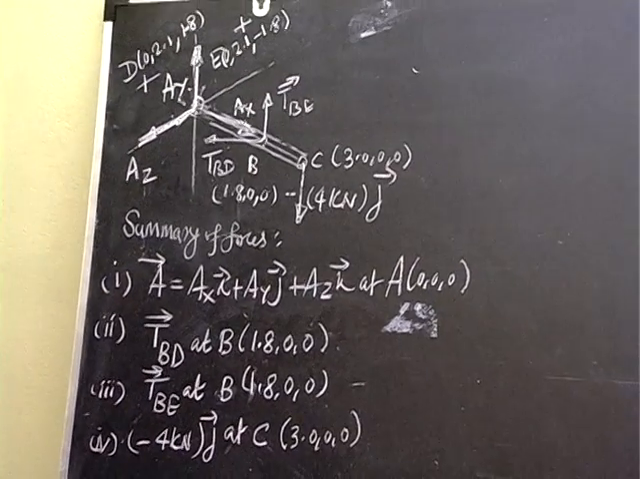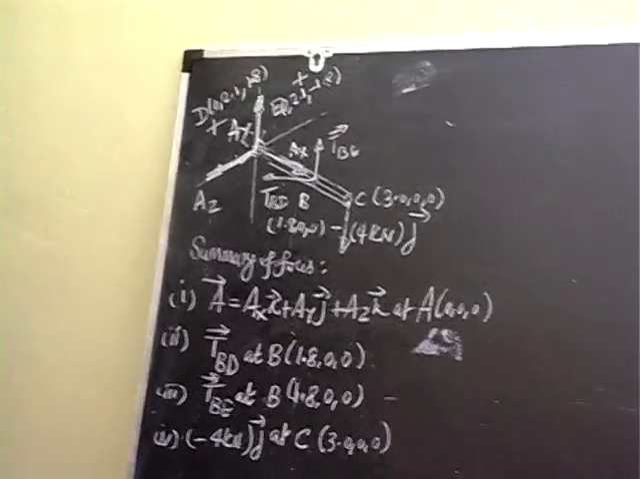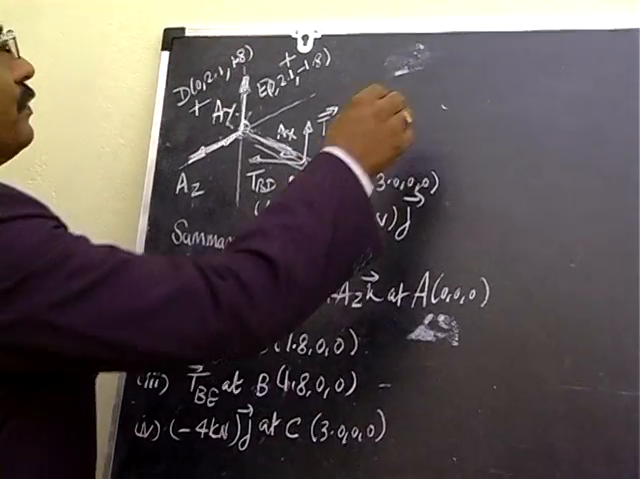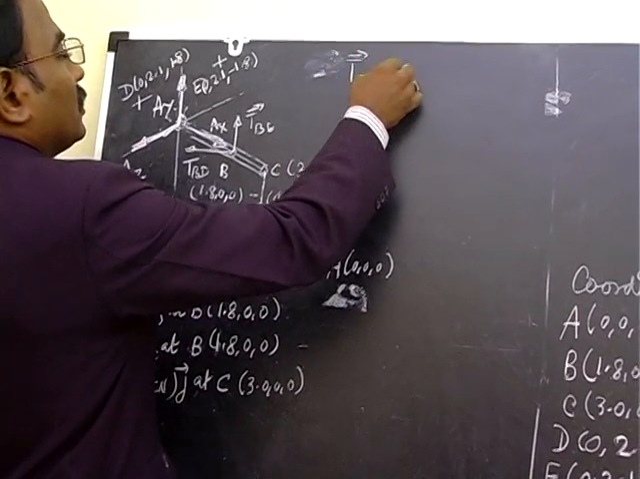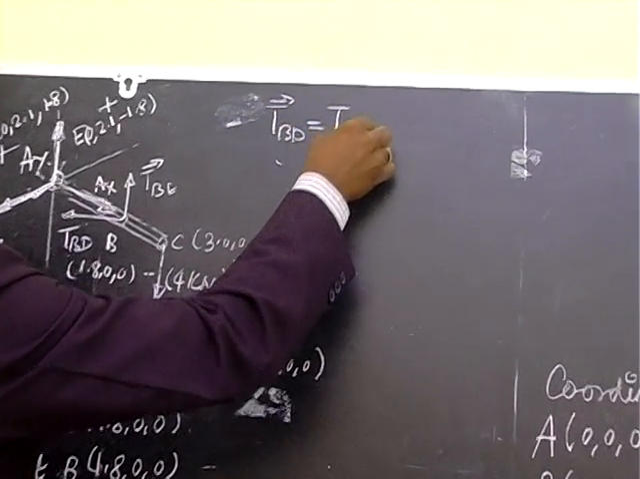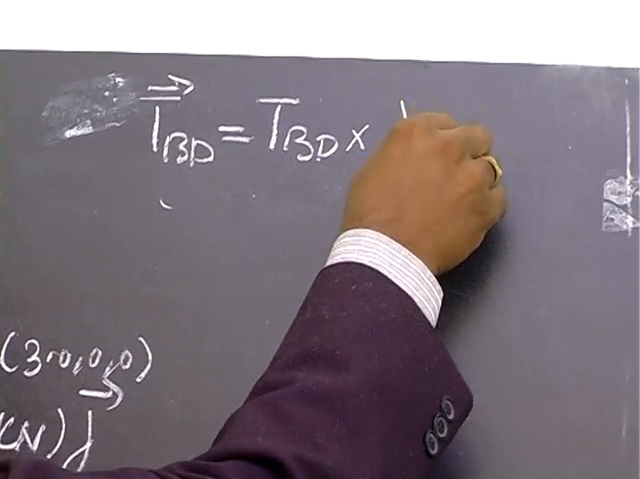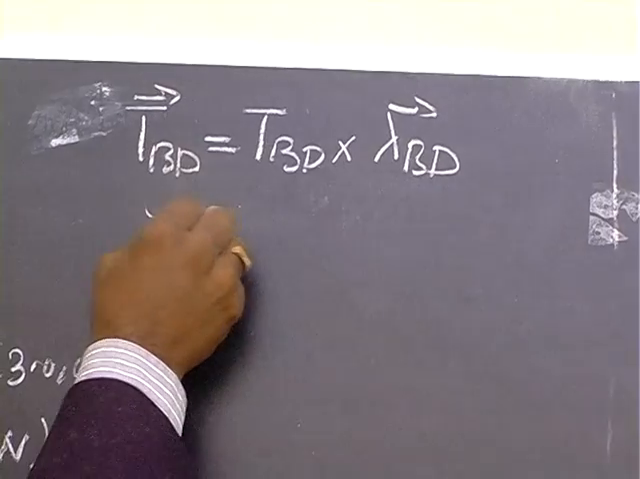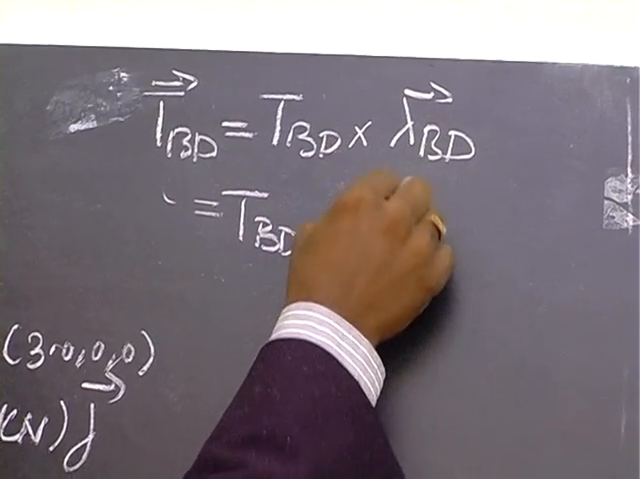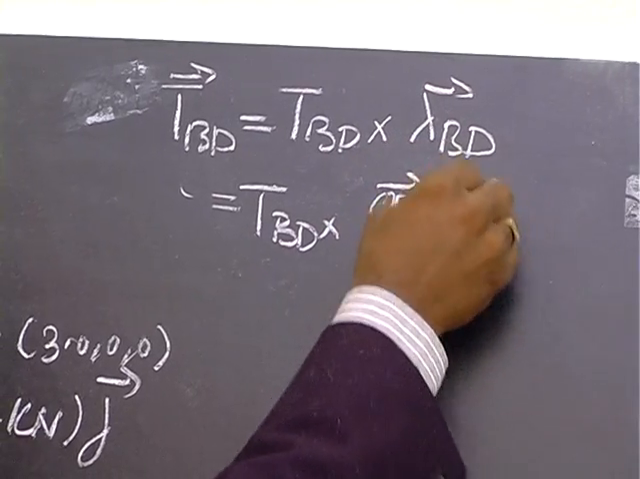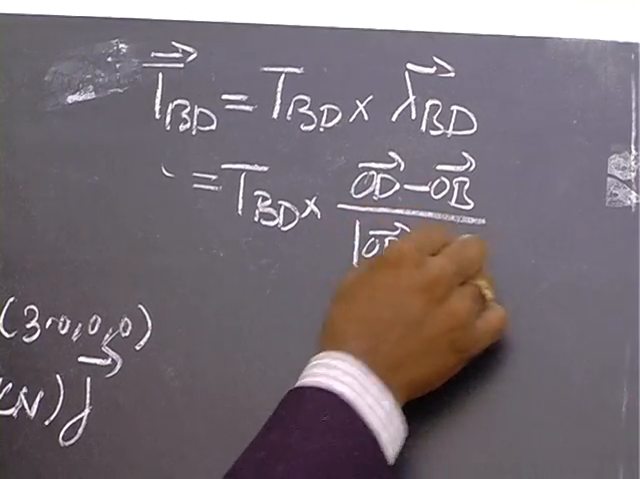We are supposed to find out the tension BD and tension BE. As usual, the formula is very simple. You have to calculate tension BD vector. It's nothing but tension BD value multiplied by lambda BD vector. Here the lambda BD vector is OD vector minus OB vector by magnitude OD vector minus OB vector.